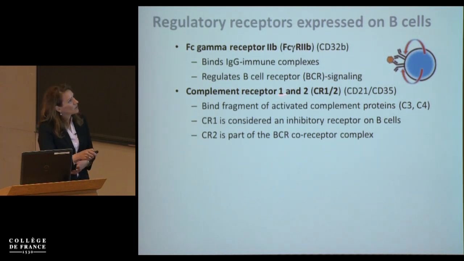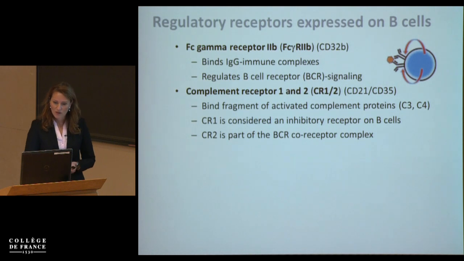The complement receptor 1 and 2, they will bind fragments of complement, and complement are proteins that circulate in the body, and they attach to antigens so that our immune system can then easily recognize the target, the antigens that are tagged with the complement. So these receptors are both involved in the regulation of a B cell.